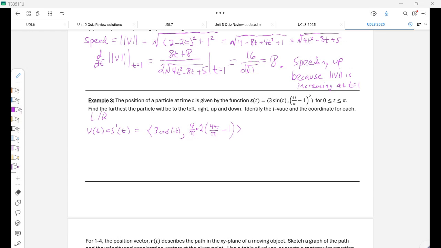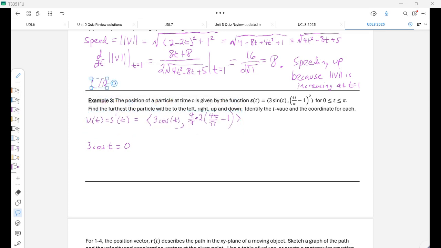We need to know when 3 cosine t is going to be positive or negative. So when is 3 cosine t equal to 0? When is cosine of t equal to 0? But we are only in between 0 and pi, right? All right. So t is pi over 2.